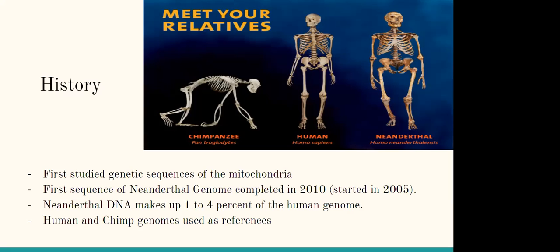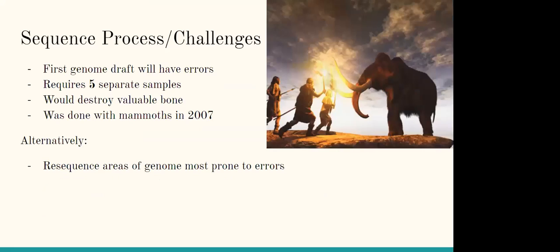During this process, human and chimp genomes were used as references for the Neanderthal genome. The sequencing process requires you take 5 separate samples and sequence each of them 30 times. The process of acquiring these samples sadly destroys bone fragments, which for Neanderthals is a very large issue as we do not have many.